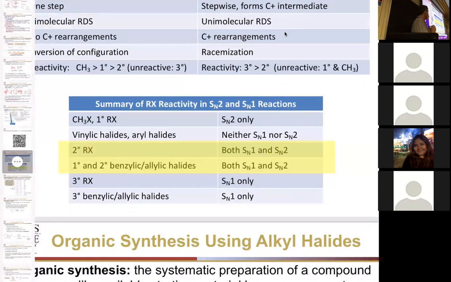So that means the one that's going to give us a little bit of trouble is the secondary alkyl halide and the primary and secondary benzylic and allylics. They can undergo both mechanisms. And again, to force the mechanism one way or another, change the solvent or change your nucleophile. Okay.